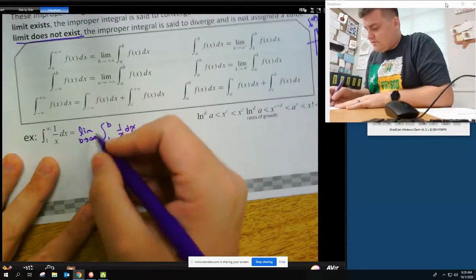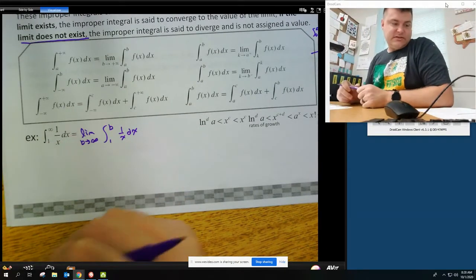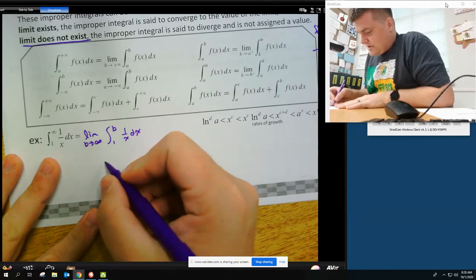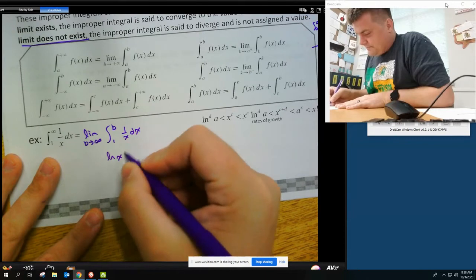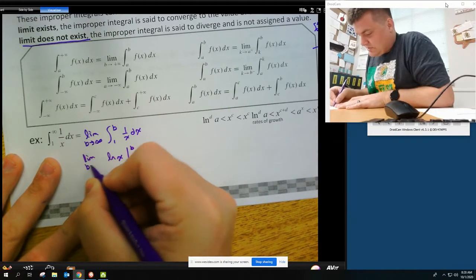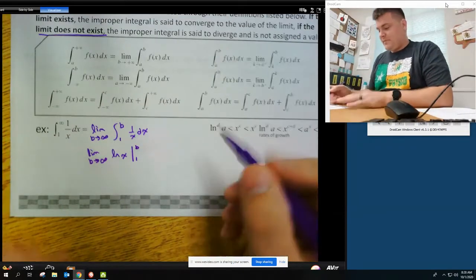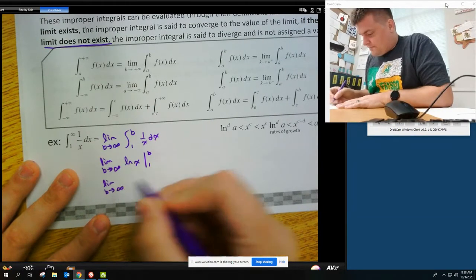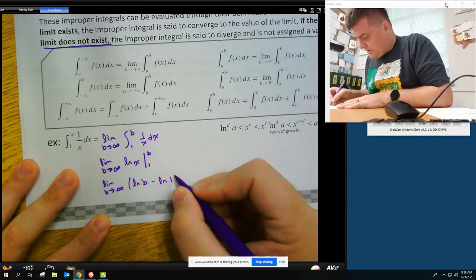Okay, so let's do it. What's the antiderivative of 1 over x times dx? It is indeed ln of x. So let's evaluate ln of x from 1 to b. Again, use our limit notation here. If you leave off your limit notation, you're not going to get credit. So this is going to be the limit as b approaches infinity of ln of b minus ln of 1.